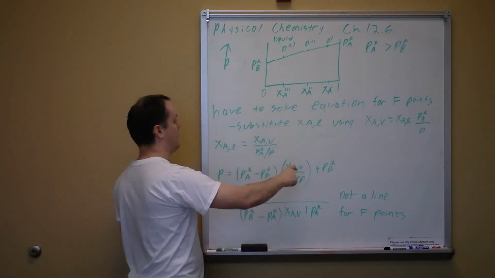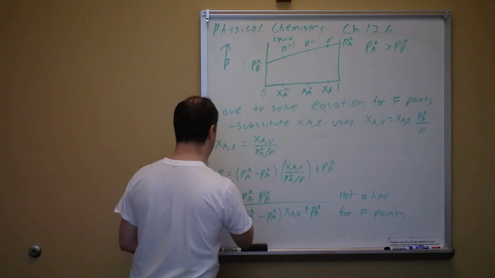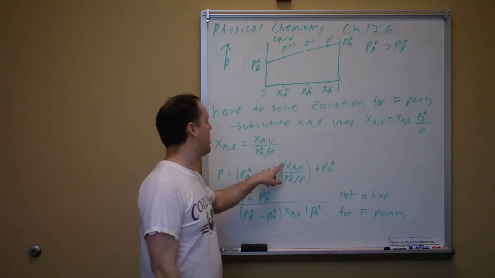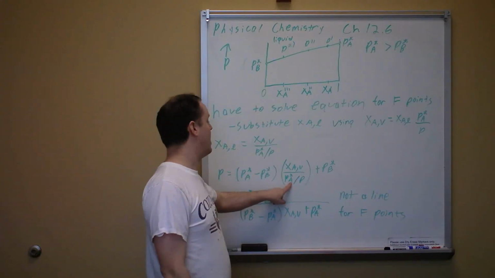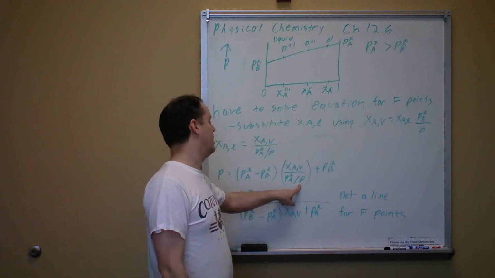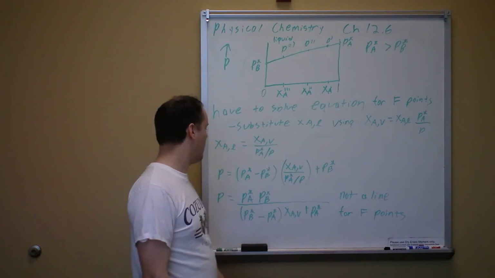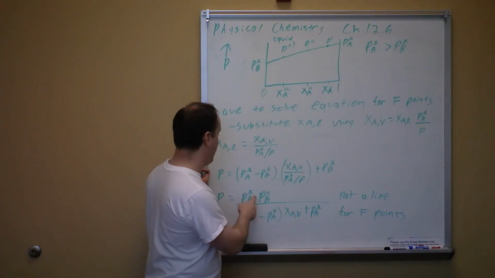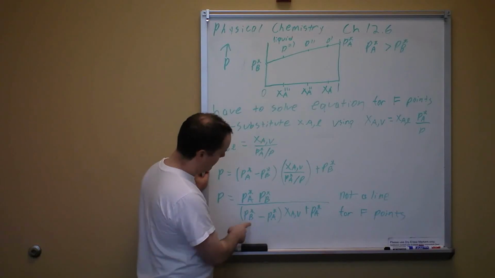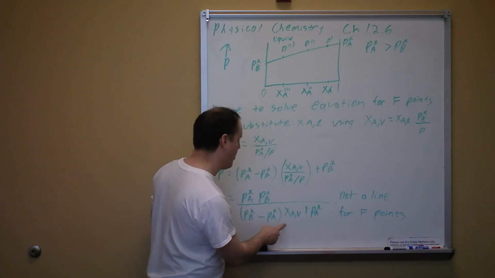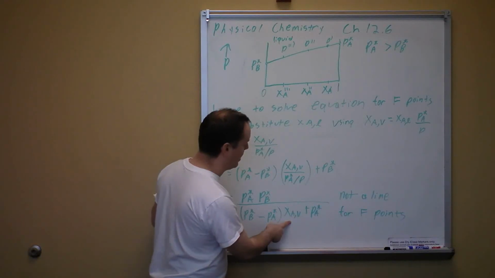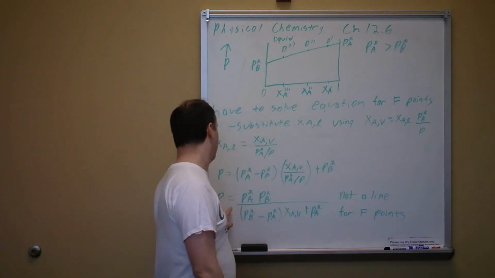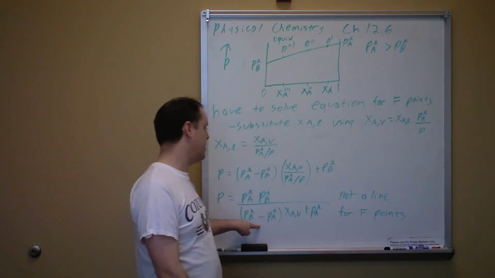So we're going to substitute this back into the formula for that straight line, like this. So we have total pressure is equal to the pressure of pure A minus the pressure of pure B times the mole fraction of A in the vapor phase divided by the pressure of A pure divided by total P plus PB star. Doing a little algebra on that, we get the pressure is equal to the pressure of A pure times the pressure of B pure divided by the pressure of B pure minus the pressure of A pure times the mole fraction of A in the vapor phase plus PA star. Now this is the formula for our F points. Notice that this is not a line.